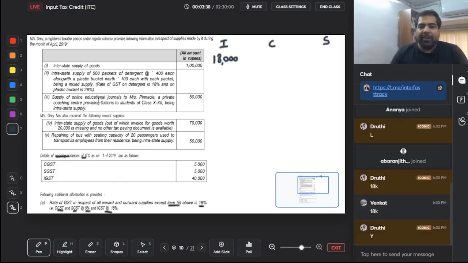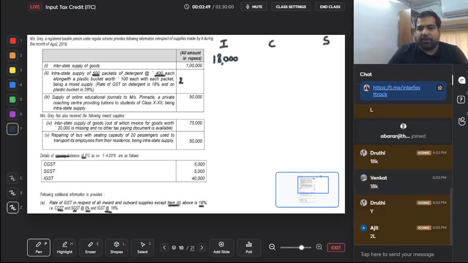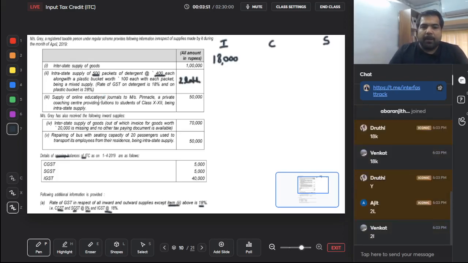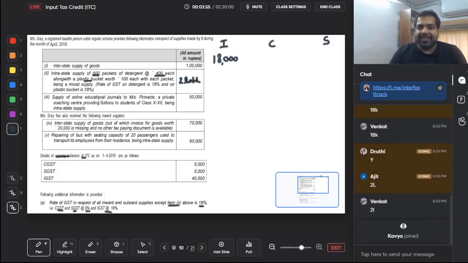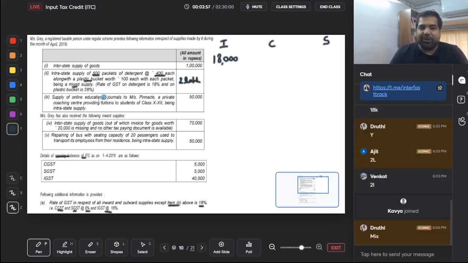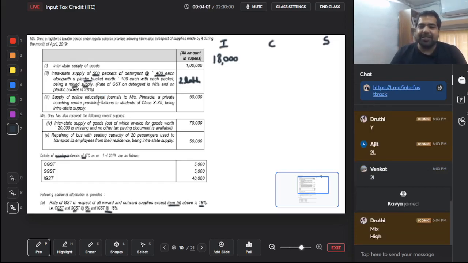Intrastate supply of 500 packets of detergent at 400 each. So 500 into 400, the value of supply is 2 lakhs. But it's detergent with a plastic bucket. Guys, is it a mixed supply? You don't have to guess. They've told you it is a mixed supply. We do so much hard work and then they tell the answer. It's very disappointing, but it's good.